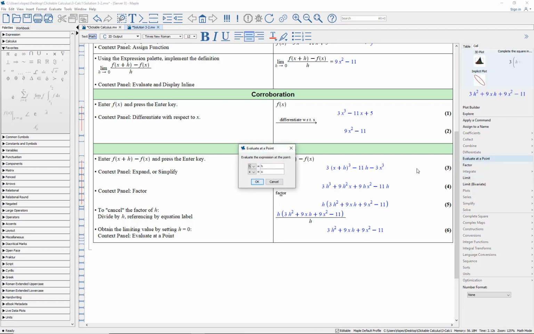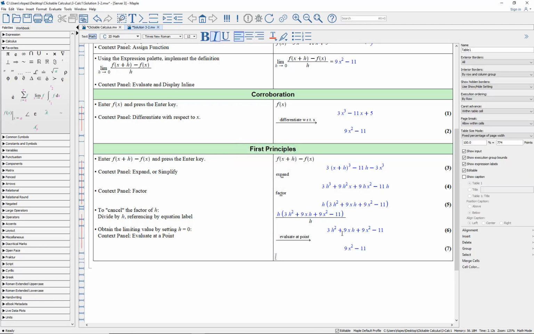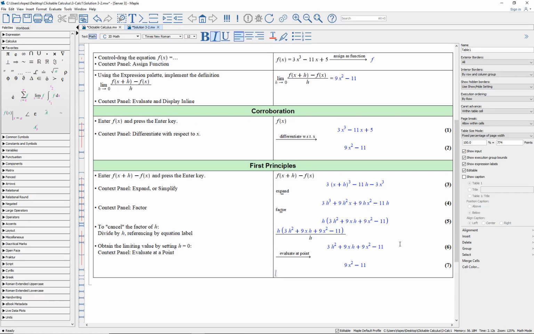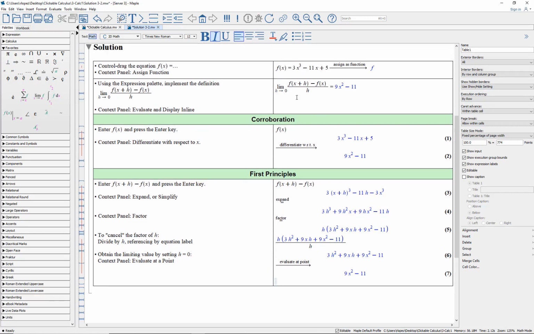So evaluate at a point. Let's let h be 0 and see if anything bad happens. Well, no, look, you get your 9x squared minus 11. So this process of limit of the difference quotient, which means differentiate, gives you this 9x squared minus 11, and here you've done it stepwise.